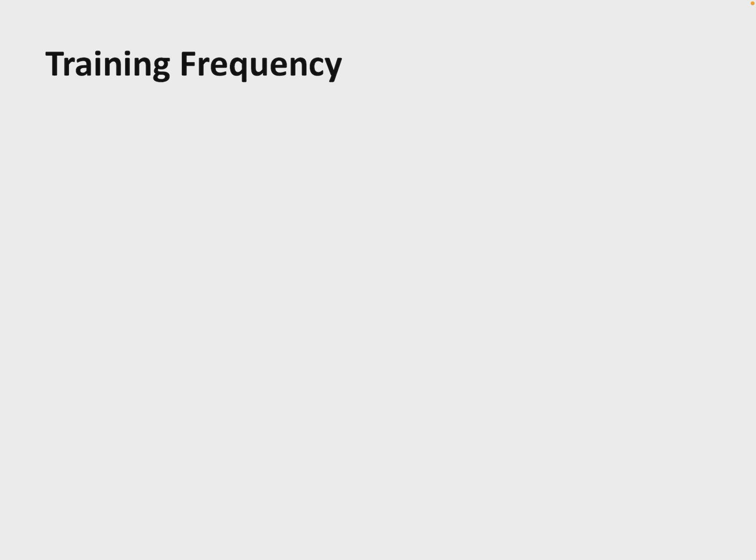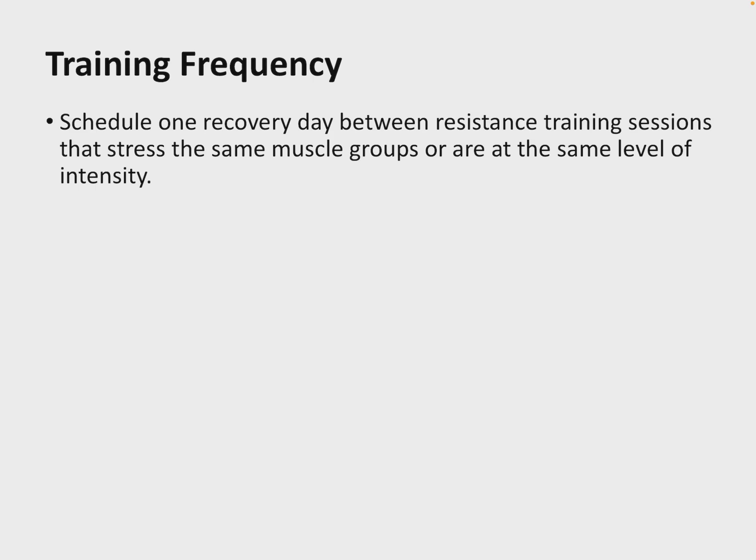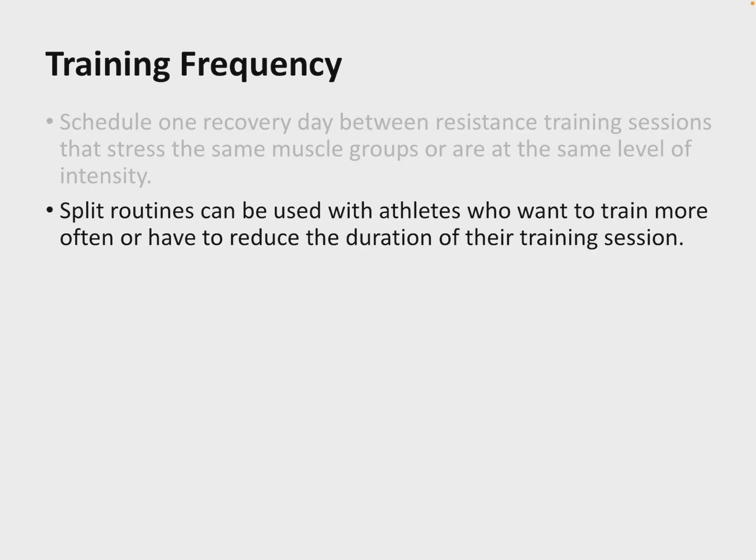It's probably optimal, if you're training at high intensity, to schedule 1 recovery day between resistance training sessions that stress the same muscle groups or are at the same level of intensity. So let's say on Monday you squatted at 80%. It's probably a good idea for you to do something different on Tuesday before you squat at 80% again on Wednesday. And in some cases you might need 72 hours of recovery. Split routines can be used with athletes who want to train more often or have to reduce the duration of their training sessions. So let's imagine you wanted to train 4 days per week.